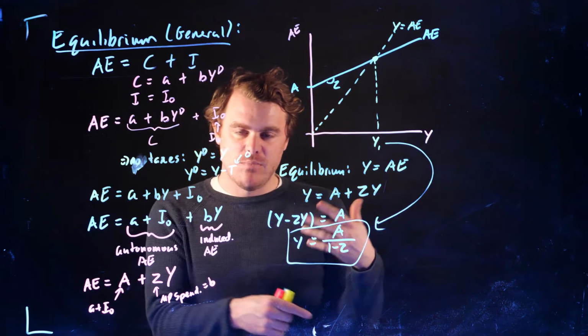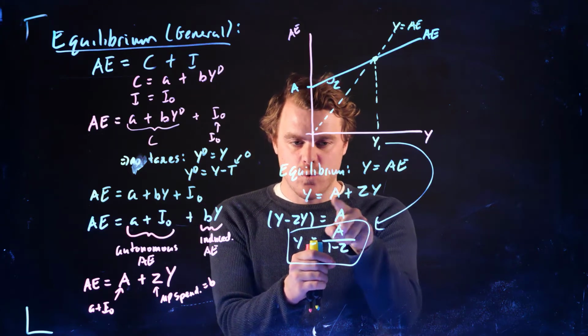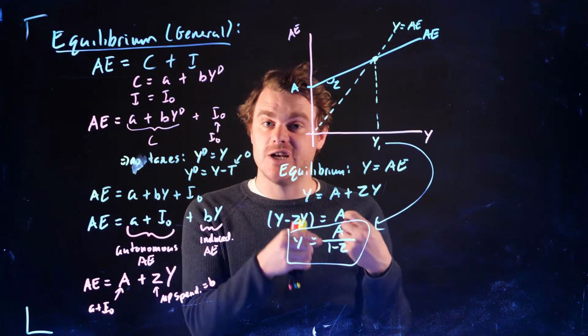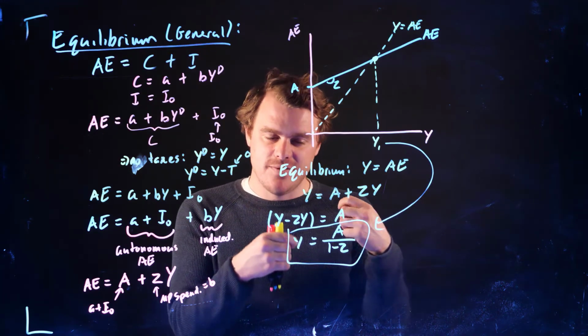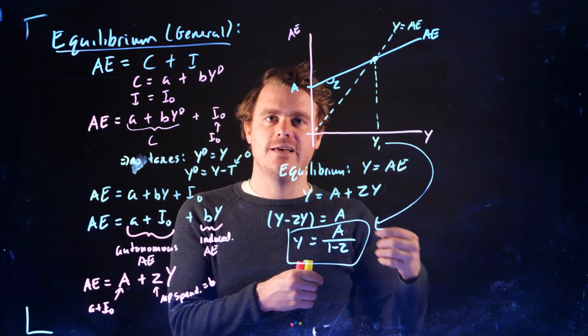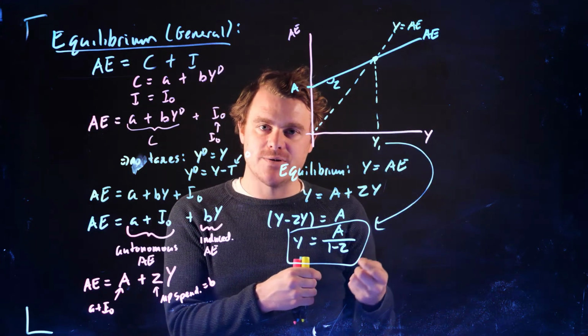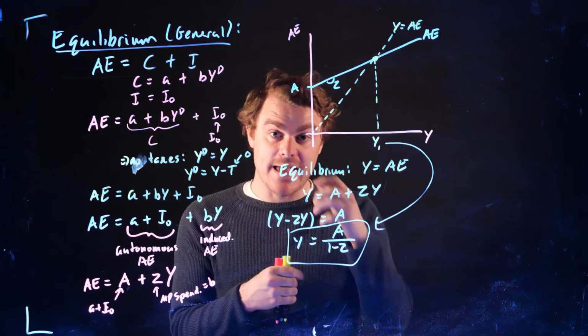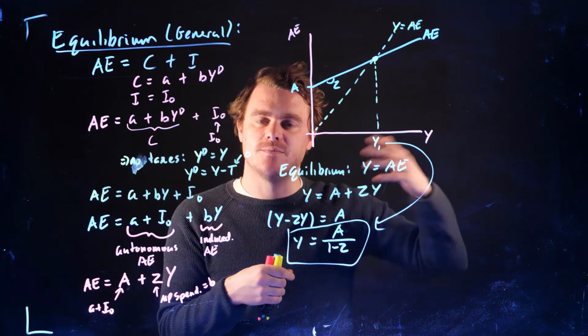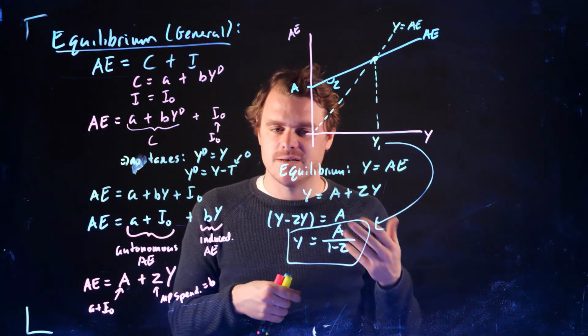As we make the model more and more complicated, what this capital A represents and what this Z represents is going to change a bit. But again, the Z is going to represent the slope of the AE. It's just going to get a little bit more complicated. And the capital A is going to represent the intercept of the AE function. Right now it's just these two elements, but there's going to be more in terms of government purchases and things like that as we move forward.